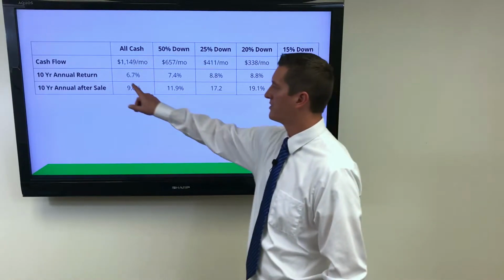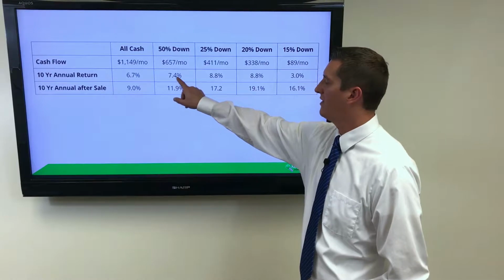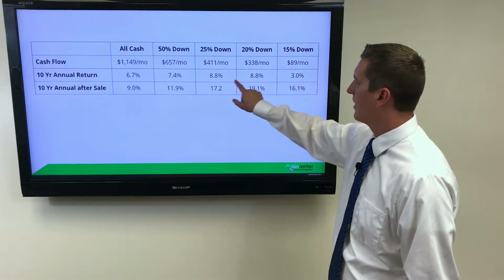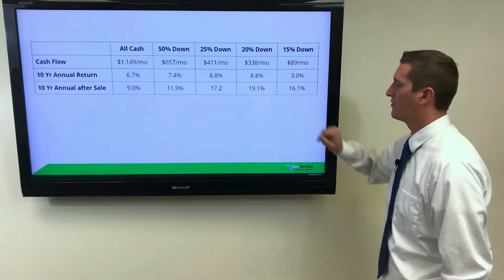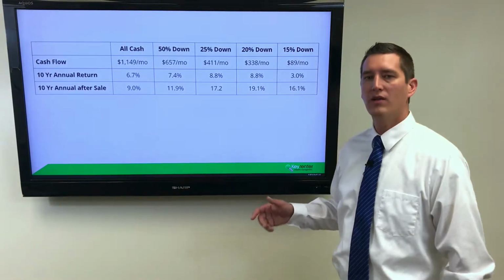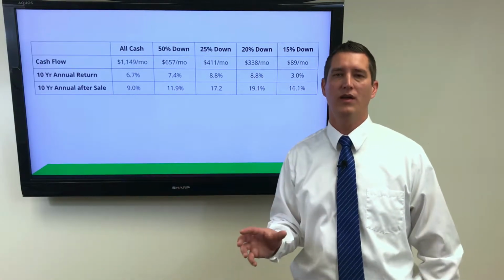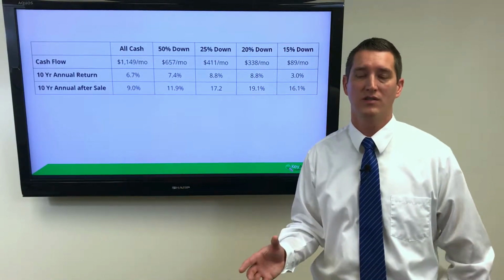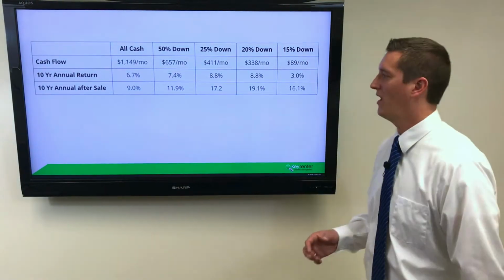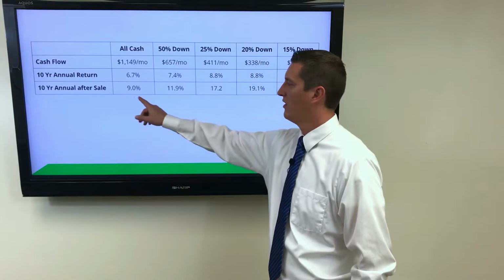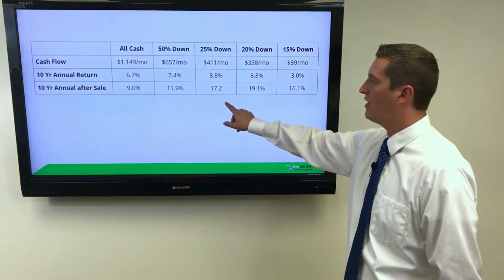So let's look at this together. The 10-year cash return, 6.7%, and then it's going up a little bit, kind of levels off here at 25 to 20% down, and then it goes down at 3%. Now, why is that? Well, our cash flow is very slim and for a couple of years non-existent. So we don't have any cash flow to go against what we put down. So we're taking a negative return on those first few years. But analyze after the sale with appreciation.